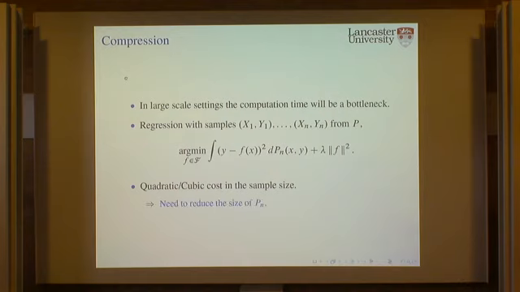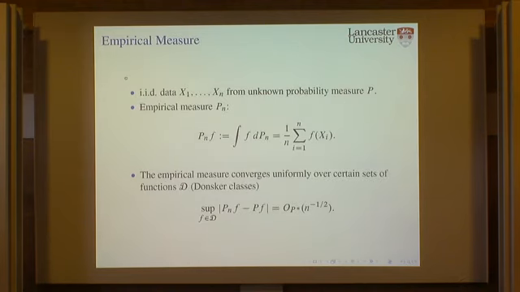So the thing I'm kind of interested in is, is there a way to reduce Pn in a suitable way while still gaining essentially the n^(-1/2) guarantees here? Can I replace Pn with something that's computationally more efficient while still gaining good guarantees for the approximation of the true unknown measure P?